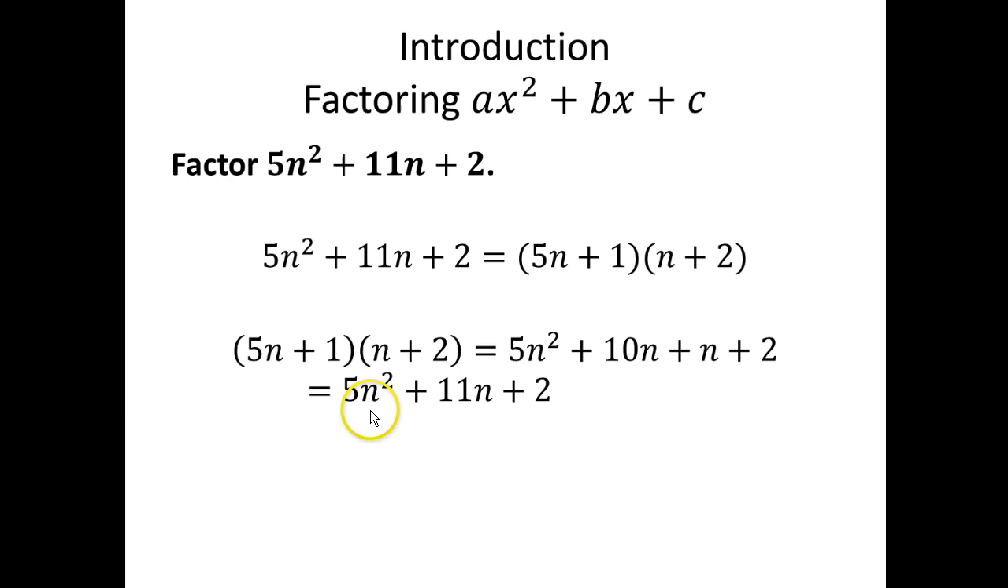So my result is that the product of these two binomials is equal to 5n squared plus 11n plus 2, which is exactly what I wanted. So I've completely factored this trinomial.